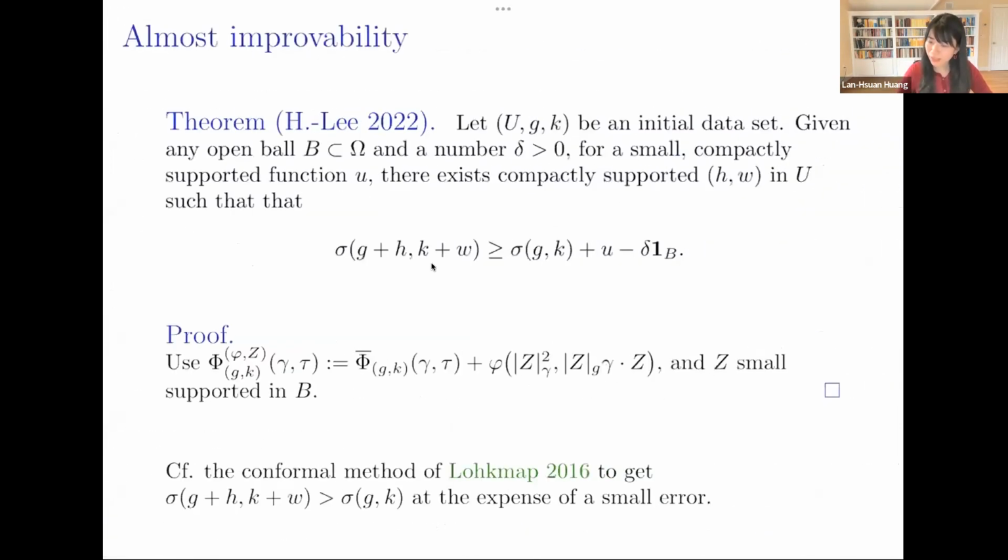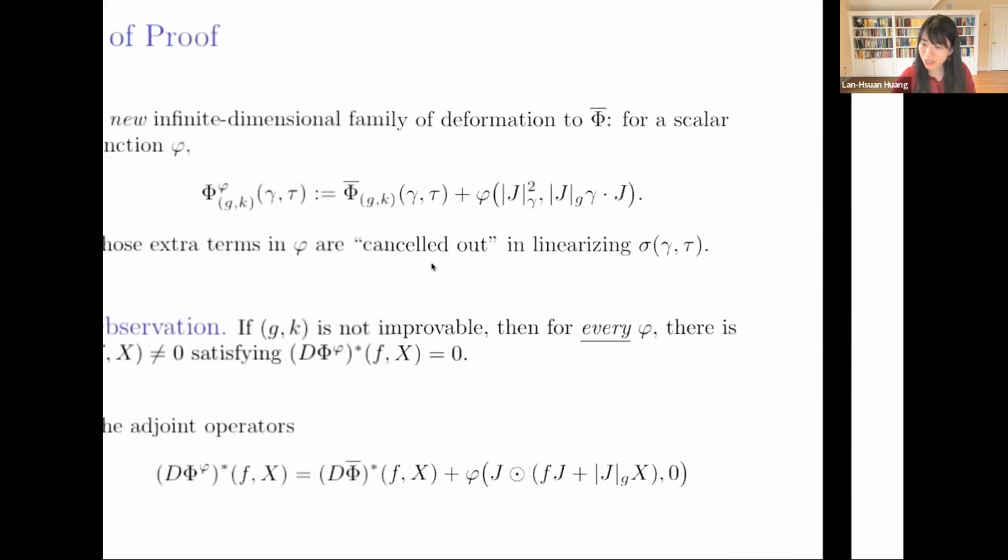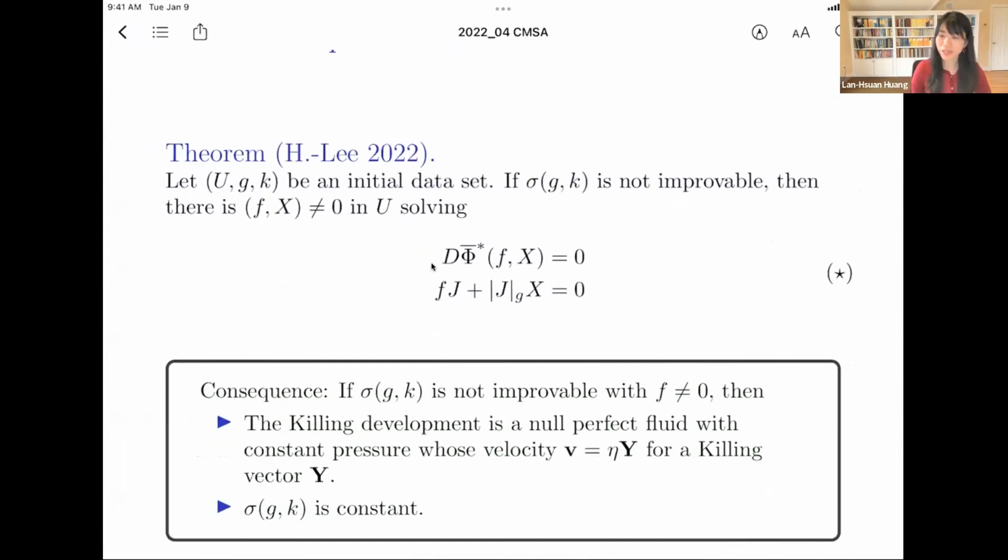So that gives us a characterization of the non-improvability. Back to this result, that's the result here. This tells you that if we encounter the situation, which we'll see later, where we really have to work on a non-improvable initial data set, then that initial data set has to be highly special. It will have a non-trivial solution, a pair (f, X), satisfying this system.